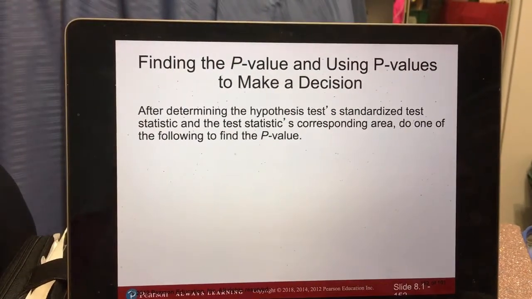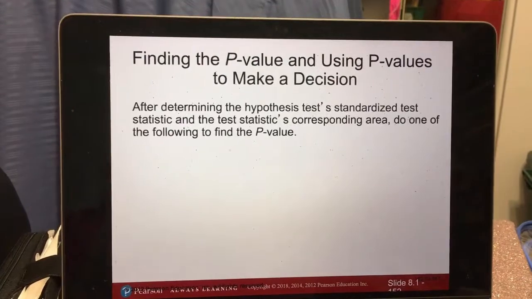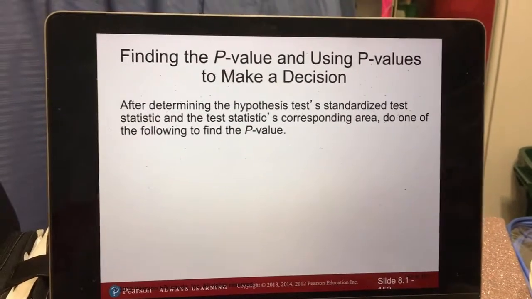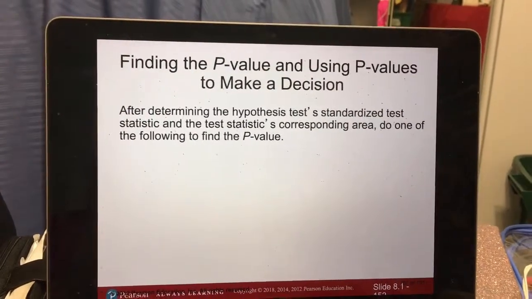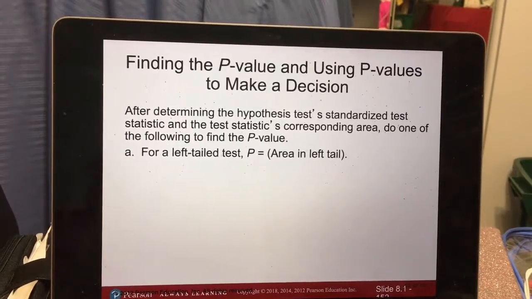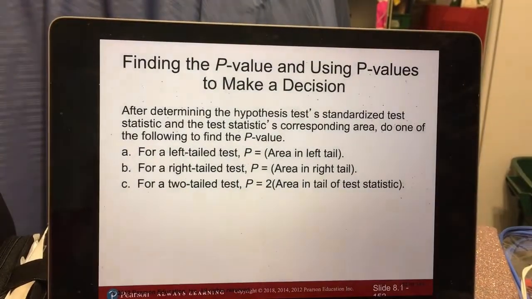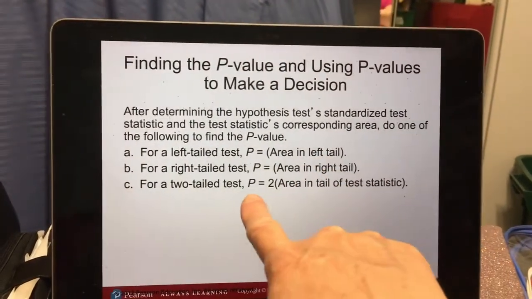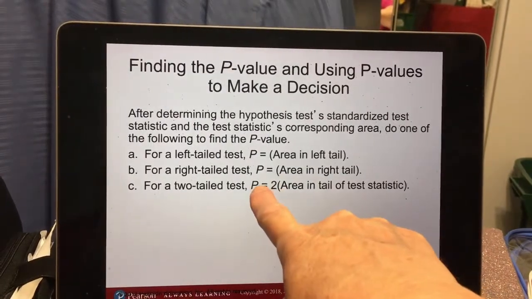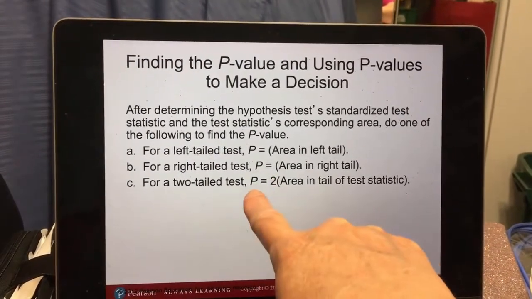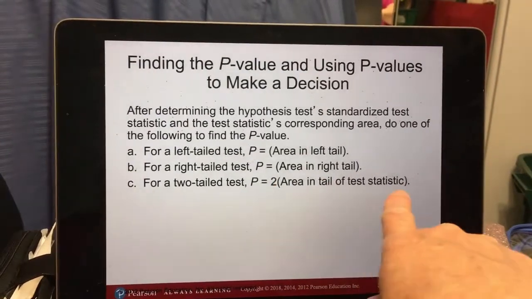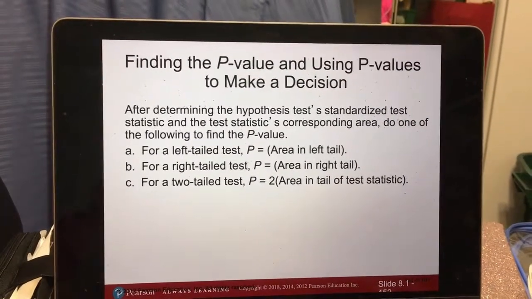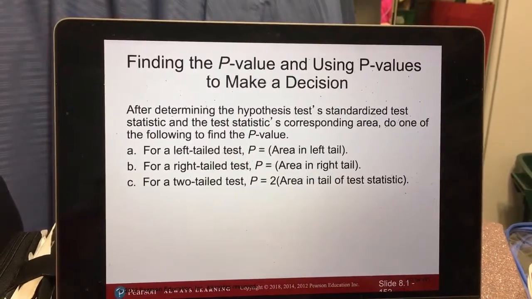Okay, so finding the p-value and using p-values to make a decision. After determining the standardized test statistic and the test statistic's corresponding area, do one of the following to find the p-value. If the area is in one tail, the left tail or the right tail, we're just going to compare the area with alpha. But if we have two tails, then the p-value is going to be twice the area in the tail, so that we double it. Remember, when we have the area in two tails, our alpha is cut in half.